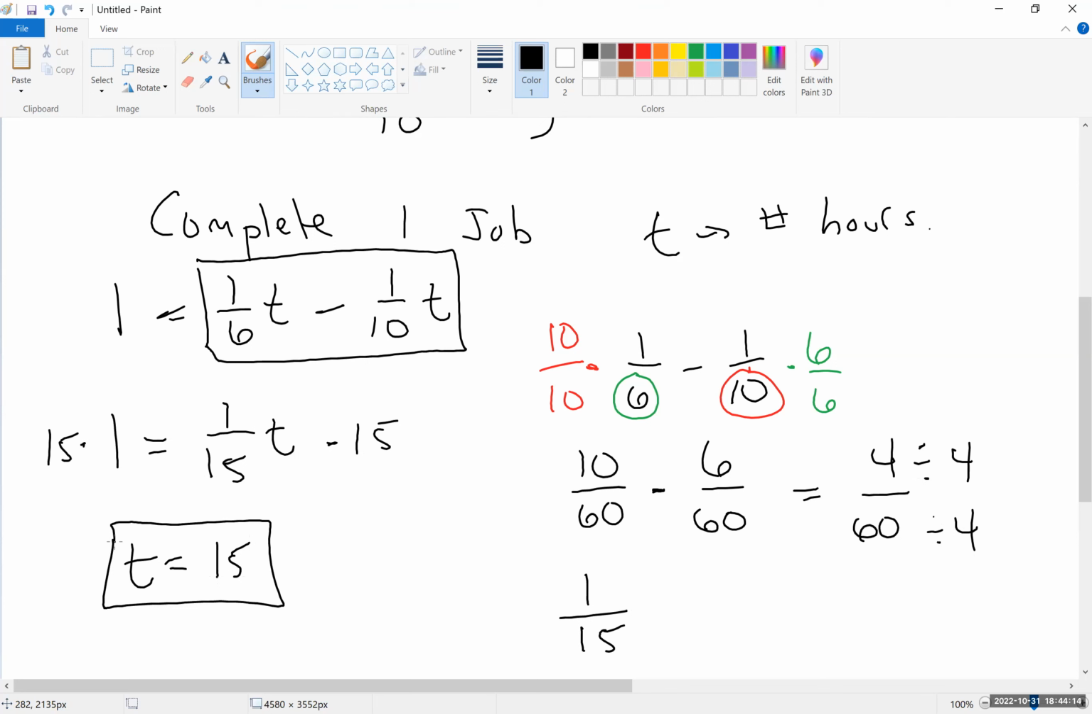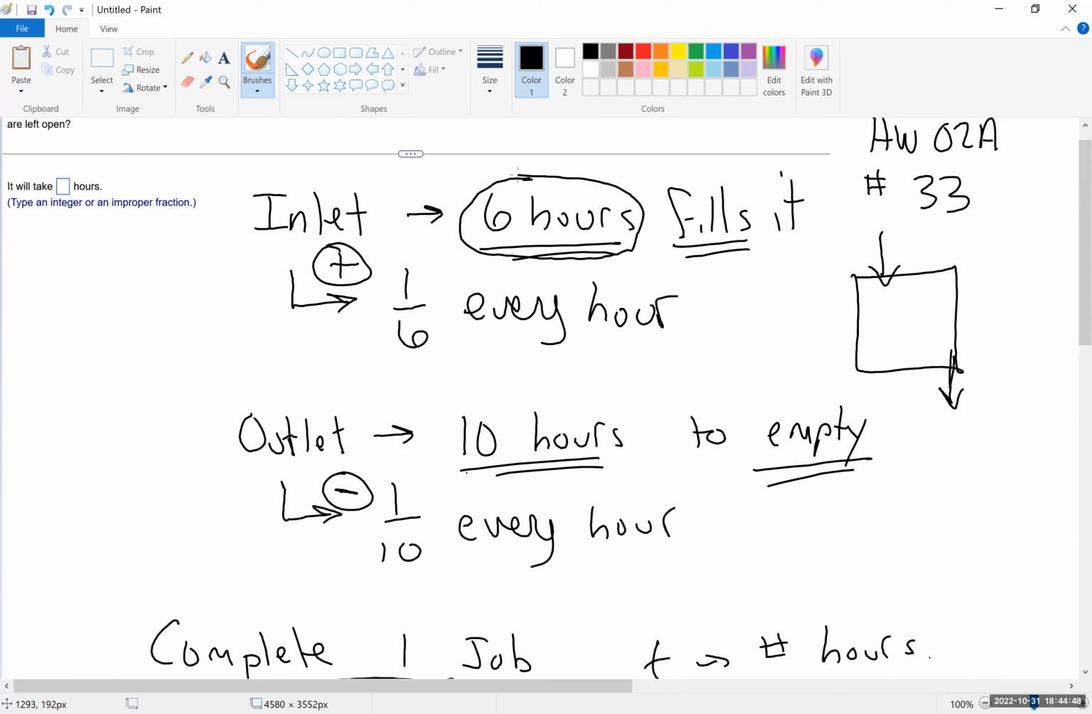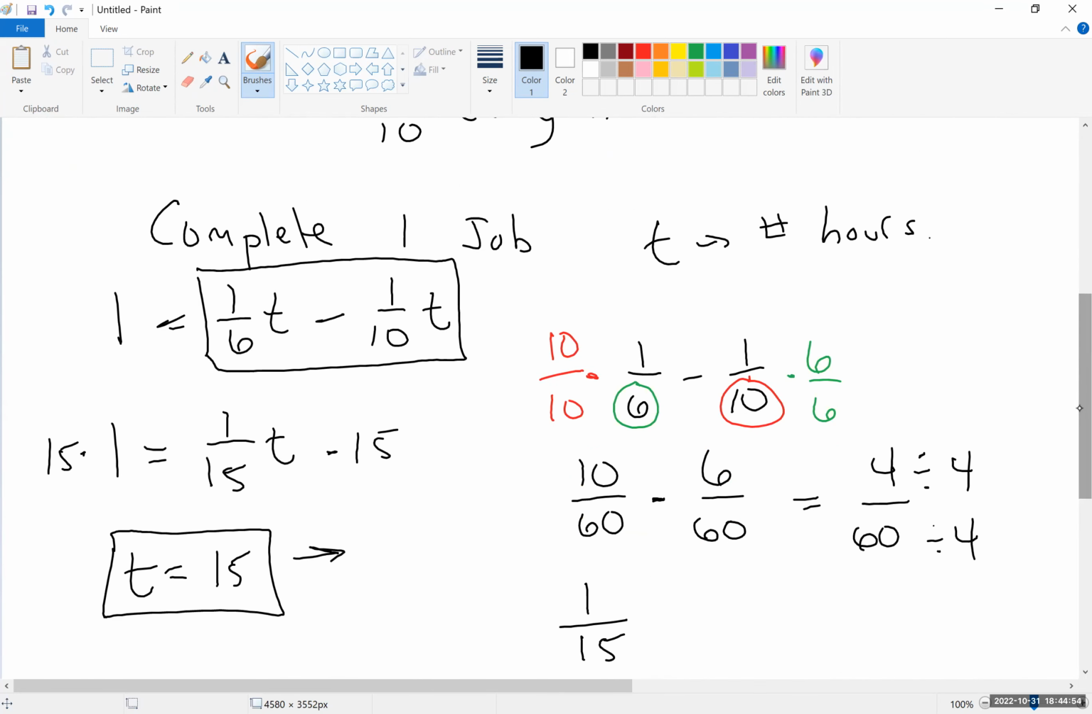All right, let's talk about whether this makes sense. If we draw this vat, we have water pouring in, and the water pouring in only takes 6 hours to fill. Now we also have water coming out, or actually it's a winery, so it's probably wine. The water coming out takes 10 hours, so it's going slower because to drain it takes 10. So overall, it's going to take longer than the 6 hours, right? It's got to, because it's draining. And how long does it take? 15 hours. Does that seem reasonable? Yes, that seems very reasonable.